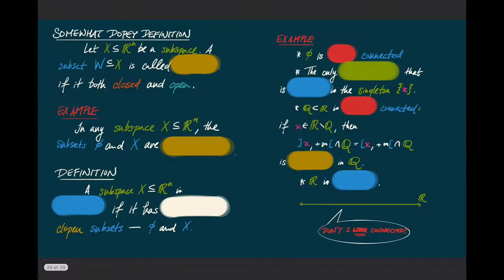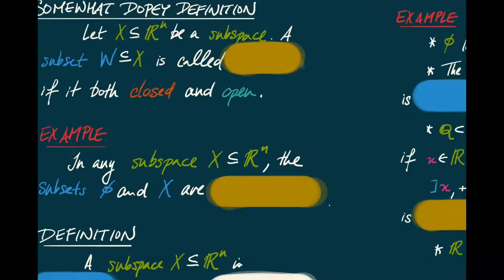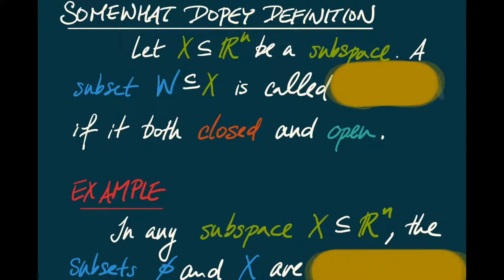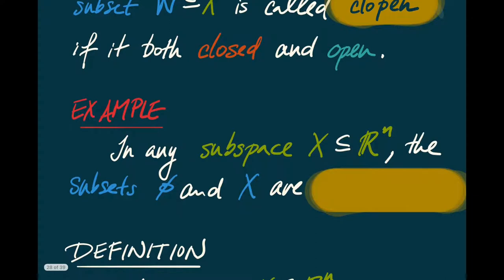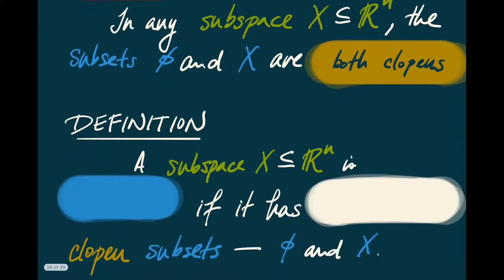In order to define the notion of connectedness, I need to start with a slightly dopey abbreviation. If I have a subspace of Euclidean space and a subset that is both closed and open, I'll call it clopen. That's a little silly, but you still know a couple of examples. If I have any subspace X, the subsets empty set and X are both clopen. That's now enough to define the notion of connectedness.